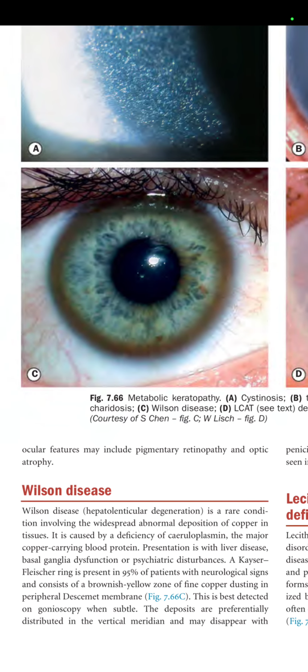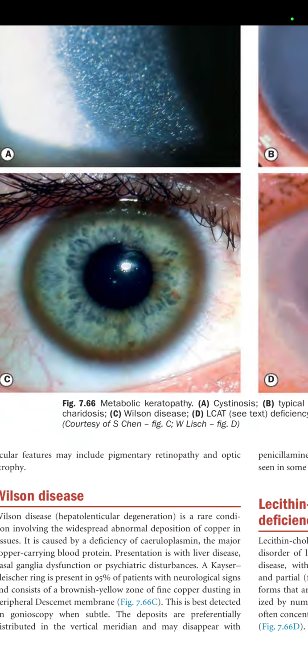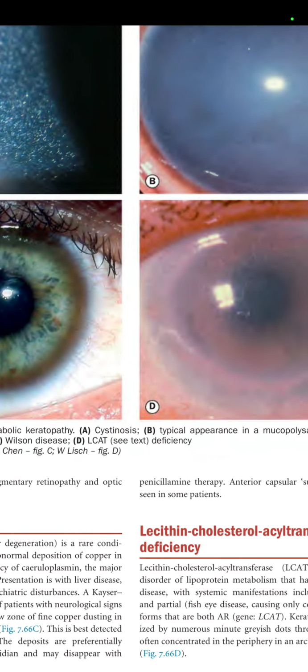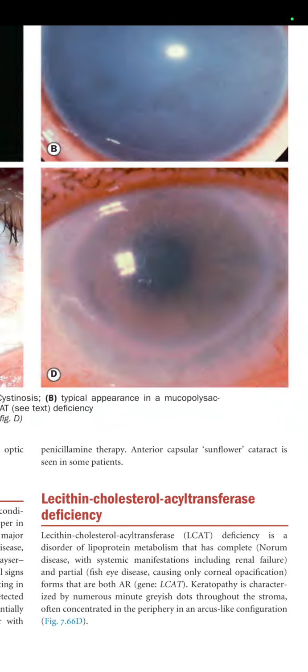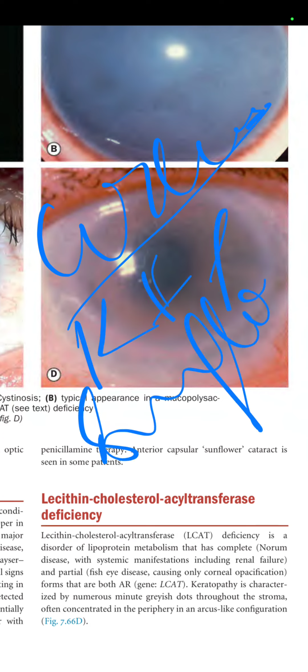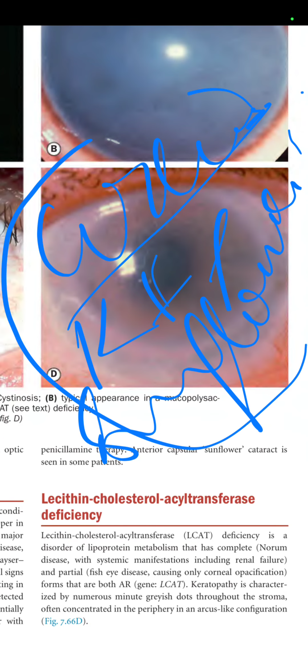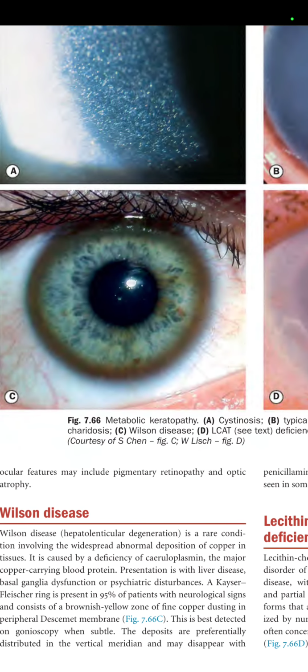This is best detected on gonioscopy when subtle. The deposits are preferentially distributed in the vertical meridian and may disappear with penicillamine therapy. Anterior capsular sunflower cataract is seen in some patients. So, what are the characteristics of Wilson disease in the eye? KF rings, and you can see the sunflower cataract. Very pathognomonic. Figure C, you can see the brownish golden KF ring.